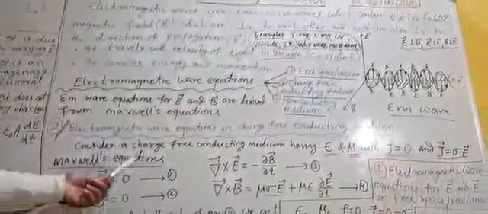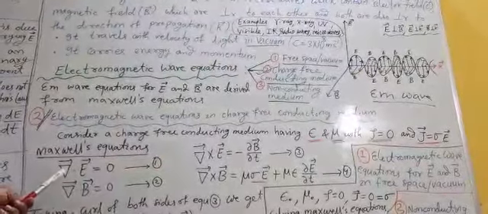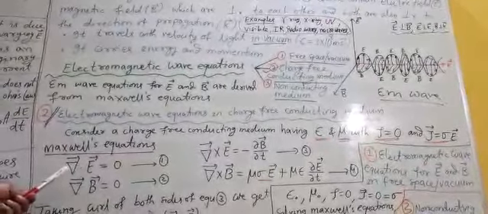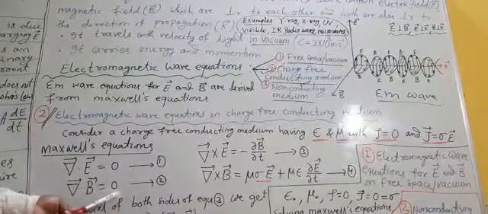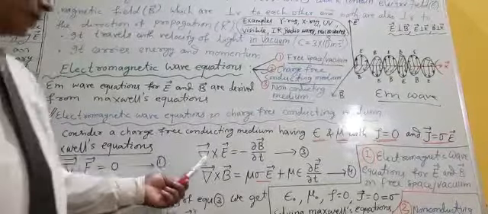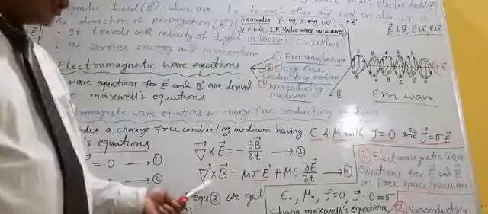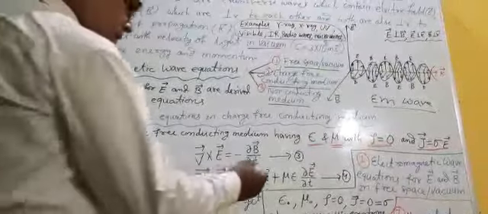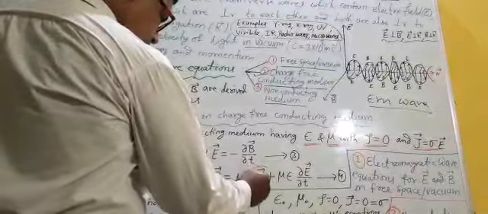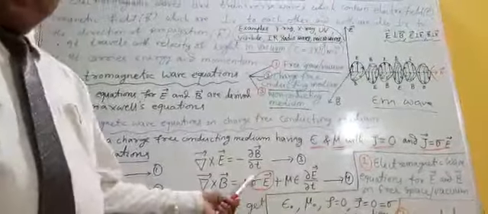Then come to Maxwell's equations. After the condition, come to Maxwell's equations. The first equation, divergence of E is equal to 0. Second, divergence of B is equal to 0. Third equation, curl E is equal to minus del B by del t. Fourth equation, curl B is equal to, here it is actually mu J. In the earlier formula you can see it is J.